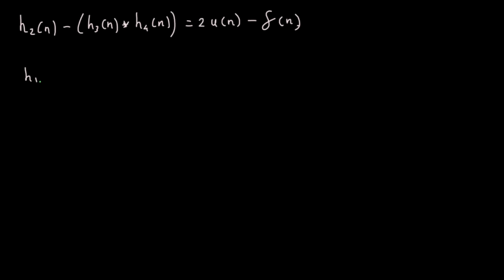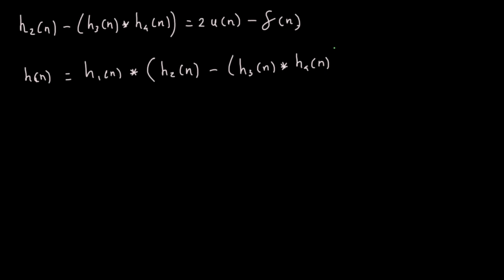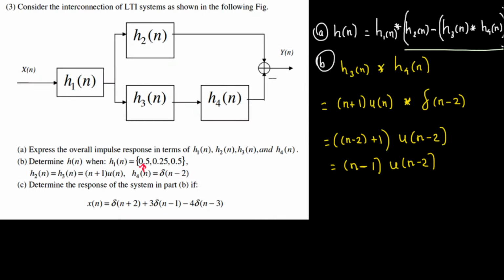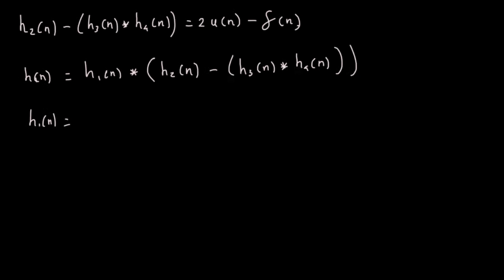h1 of n. That's the final answer, because we know that h of n is nothing but h1 of n convolved with the whole thing, h2 of n minus h3 of n convolved with h4 of n. Okay, so let's do this. Let's write the h1 of n. h1 of n is given by 0.5, 0.25, 0.5, 0.5, 0.25, 0.5, and the 0.5 is at the origin. The others are like this. Now what we do is the convolution.